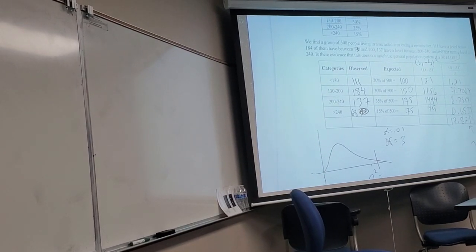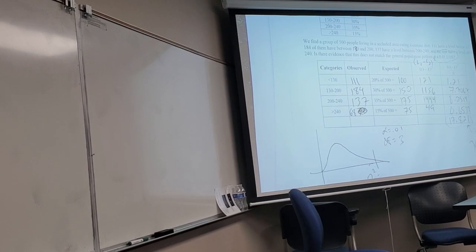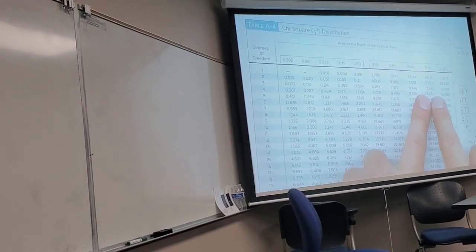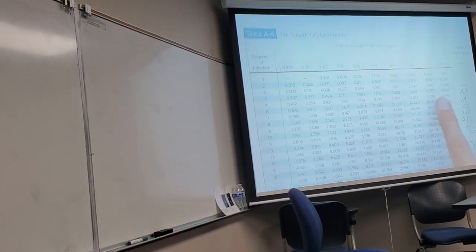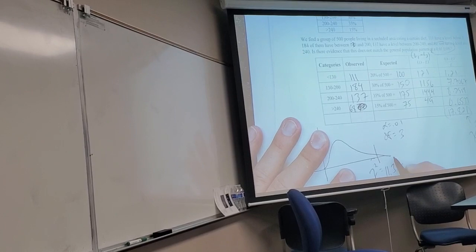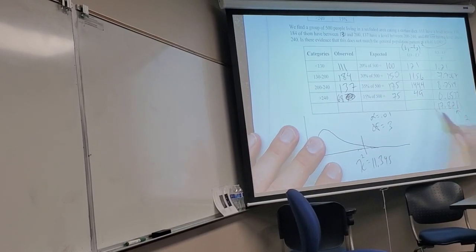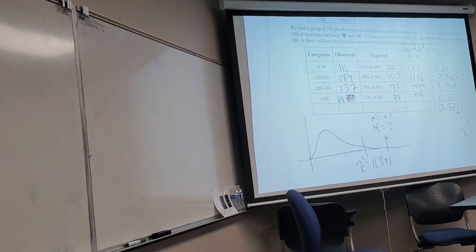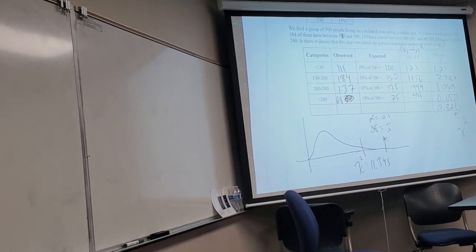Anybody? So 0.01, 3, yeah, 11.345. So where did we get? We got 17. Did we find evidence of something? What did we find evidence of exactly?